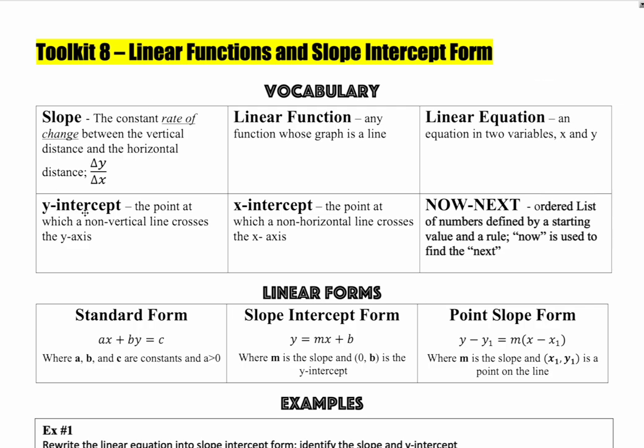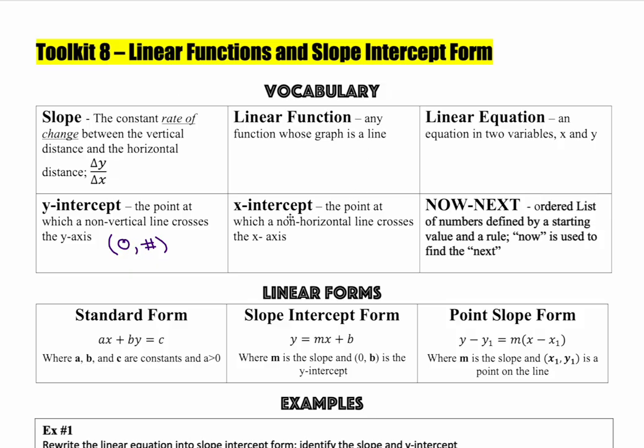Our next word is y-intercept. This is the point at which a non-vertical line crosses the y-axis. This is written as a coordinate. As always, it's when the x value is 0, so it's (0, a number). The y-intercept should always be stated as a coordinate.